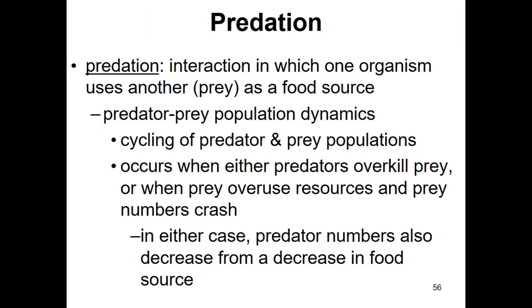Predation then is an interaction where one organism uses another organism as food. Predator and prey populations have a special dynamic. If the prey population decreases, that causes the predator population to decrease. If the predator population decreases, the prey population increases, and that allows the predator population to again increase.